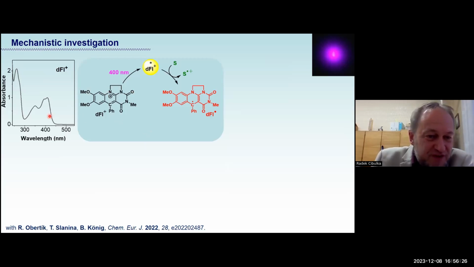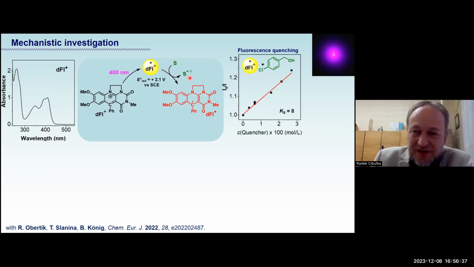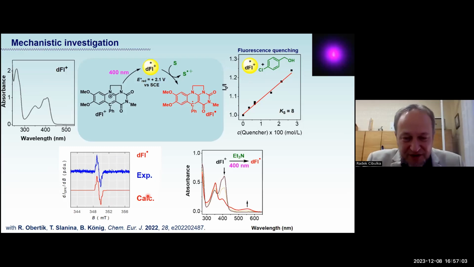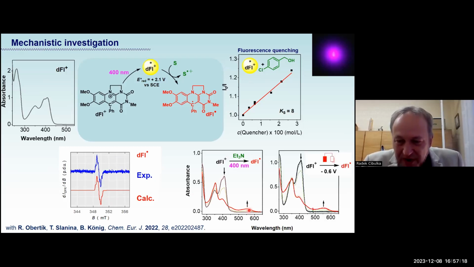So this is the flavinium salt with a nice absorption spectrum around 400. It is excited. Then we studied if this compound is able to oxidize our substrate. It's true. We used a fluorescence quenching experiment to show that this species in the excited state is able to oxidize this alcohol. So it was the first step. In the second step, we identified this radical by EPR, a very nice measurement where the experimental and calculated spectra were the same. And we also tried to generate this radical using a sacrificial reducing agent. You can see that it was formed here. And we obtained the same result by electrochemistry.